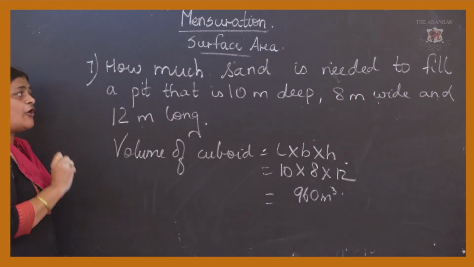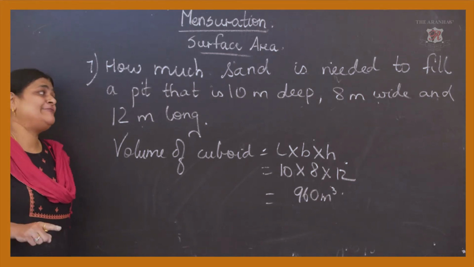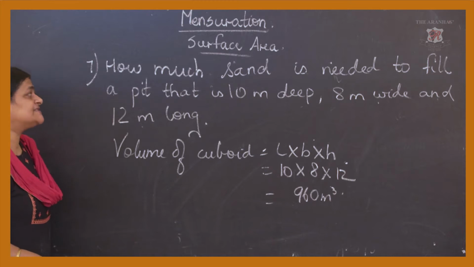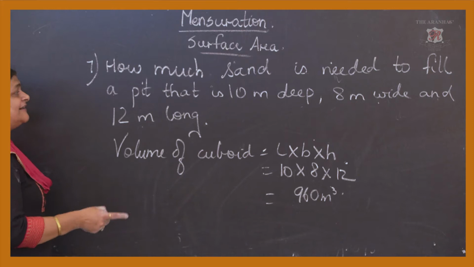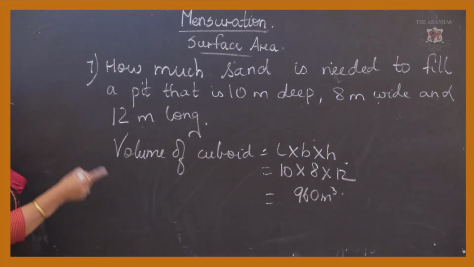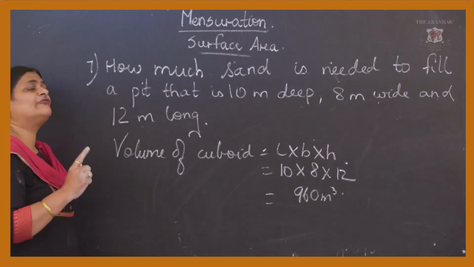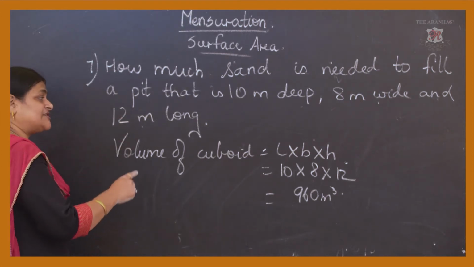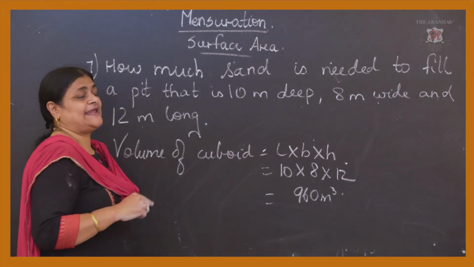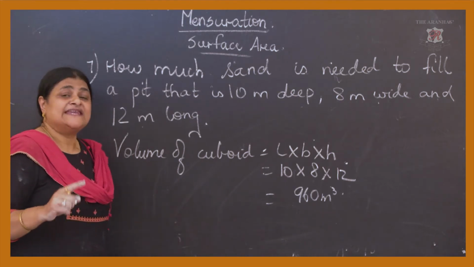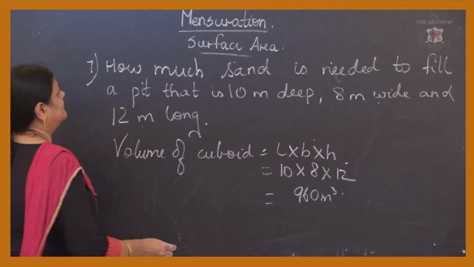So how much sand is needed to fill a pit that is 10 meter deep, 8 meter wide and 12 meter long? Here the formula for the volume of cuboid is length into breadth into height. Length is 10, breadth is 8, height is 12. So 10 into 8 is 80, 80 into 12 will give you 960 meter cube. So this will be your answer.